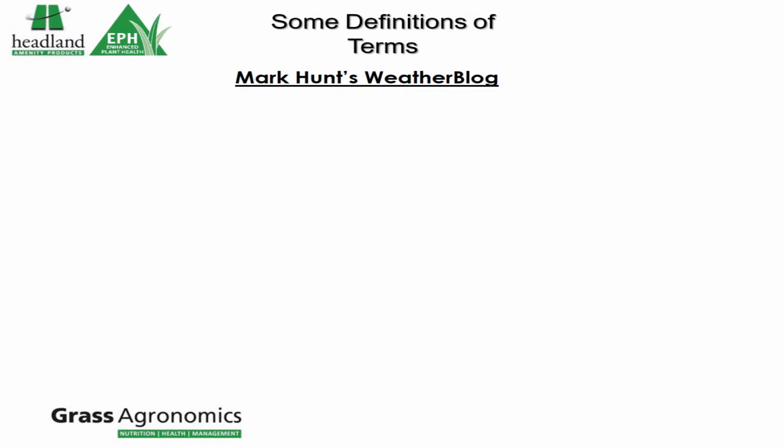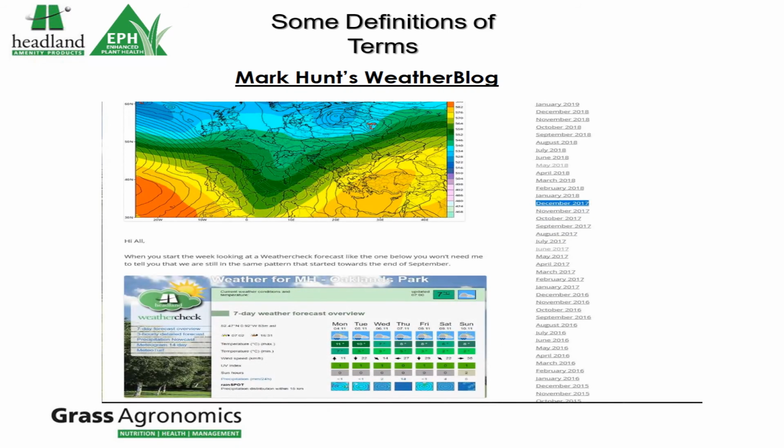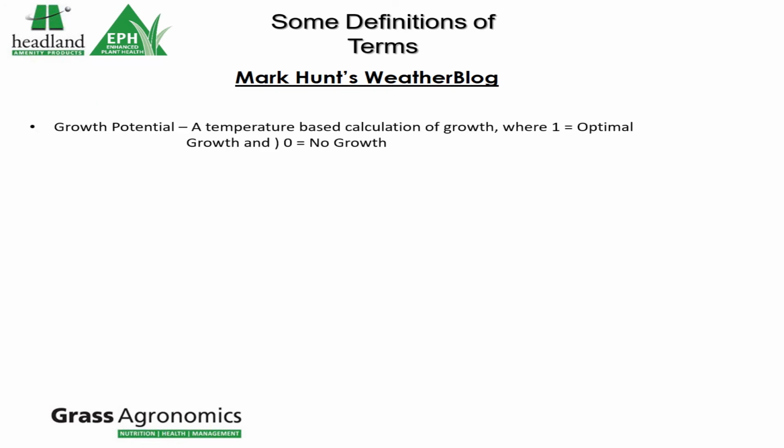Okay, before we begin, here are a few terms that I'll use during this video that you may not have heard of. Headland Amenity's Technical Director, Mark Hunt, writes a weekly blog on the weather and how it relates to turf managers. There are references and graphics that I will refer to. Growth potential is quite a complex mathematical equation that gives you an expression where 1 equals optimum growth and 0 equals no growth. It's basically a way of quantifying growth so that you can make comparisons.